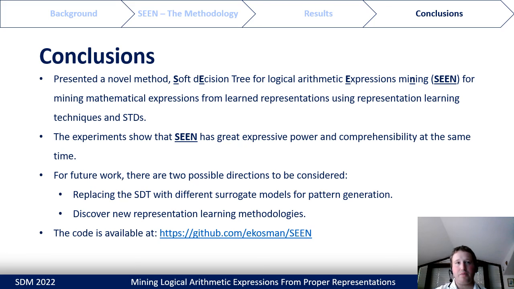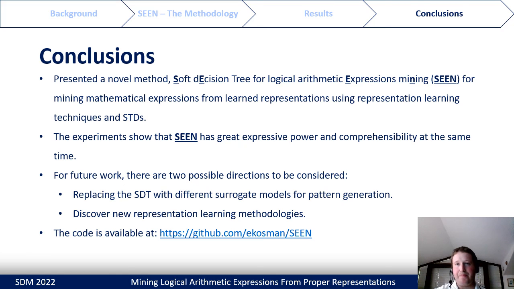To conclude this work, I presented a method called soft decision tree for logical arithmetic expression mining, SDM in short. Using the soft decision tree, it effectively generates expressive and representative mathematical expressions from the knowledge obtained in the representation learning phase. The experiments that I have conducted on multiple datasets show that SDM has great expressive power and comprehensibility at the same time.